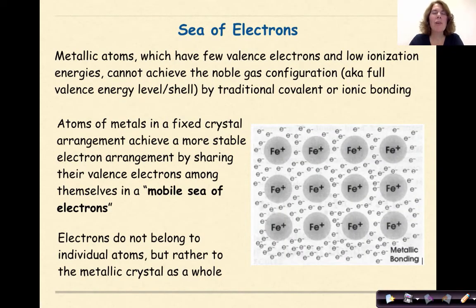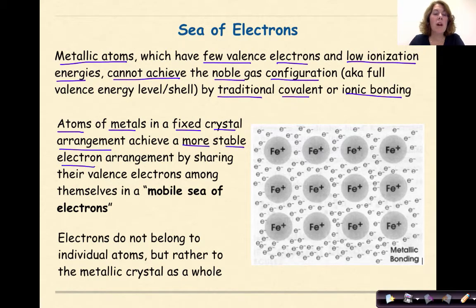Let's talk about the term sea of electrons. Metallic atoms, which have a few valence electrons, not a ton, but a few valence electrons, and low ionization energies, cannot achieve the noble gas configuration by traditional covalent or ionic bonding. Instead, atoms of metals in a fixed crystal arrangement achieve a more stable electron arrangement by sharing their valence electrons among themselves in a mobile sea of electrons.